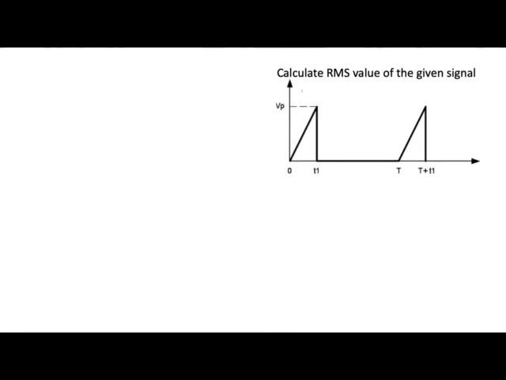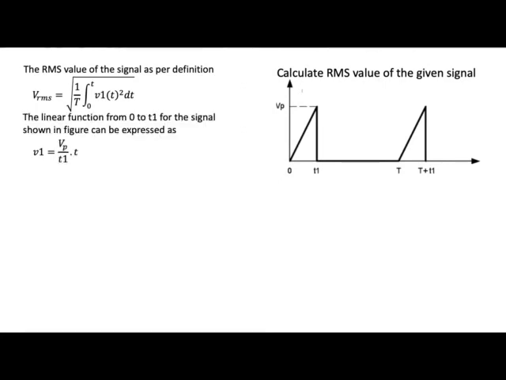Now another waveform I have taken is a ramp waveform which has a time period of T, and it completes its cycle in just T1, and then it is 0 from T1 to T. So how do you calculate the RMS value of the given signal? For the RMS value, V RMS will be equal to the square root of 1 by T, integration from 0 to T, of the equation of the given signal with respect to time.